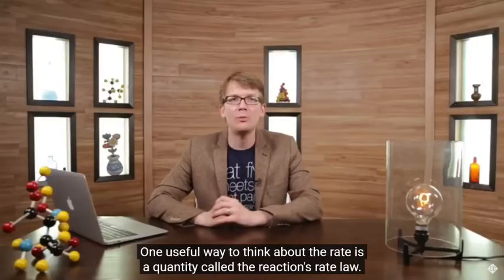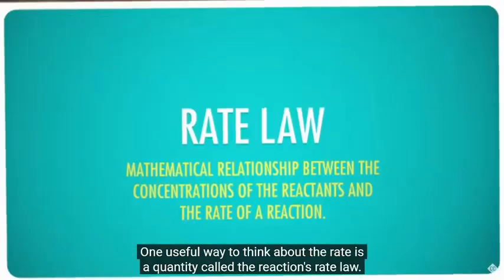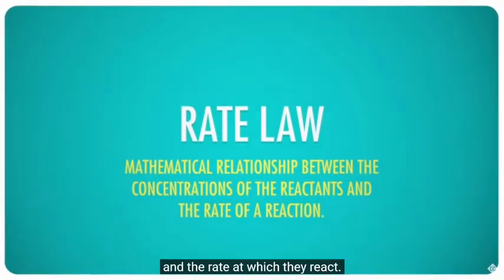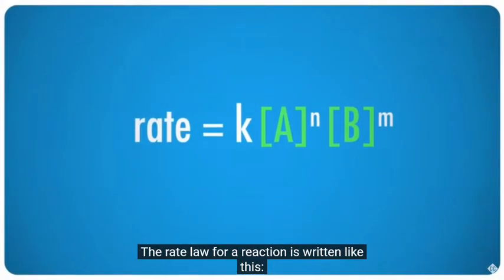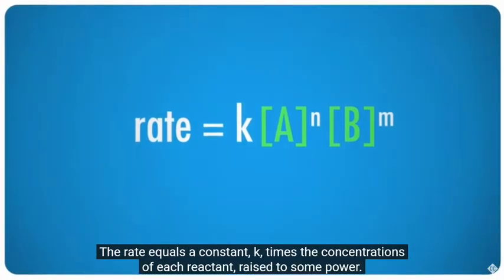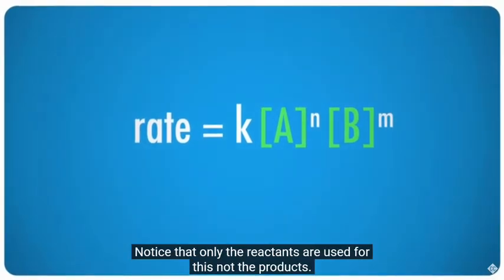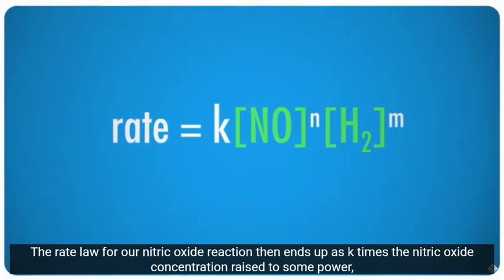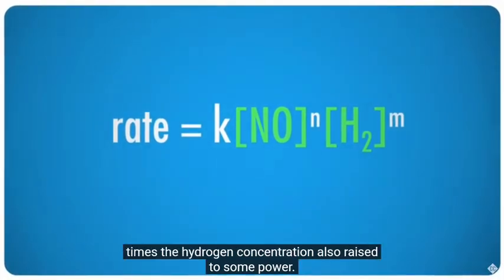One useful way to think about the rate is a quantity called the reaction's rate law. It describes the relationship between the initial concentrations of the reactants and the rate at which they react. The rate law for a reaction is written like this. The rate equals a constant K times the concentrations of each reactant raised to some power. Notice that only the reactants are used for this, not the products. The rate law for our nitric oxide reaction then ends up as K times the nitric oxide concentration raised to some power times the hydrogen concentration also raised to some power.